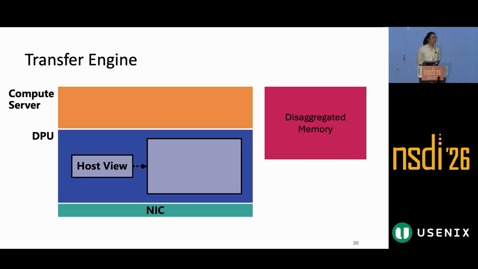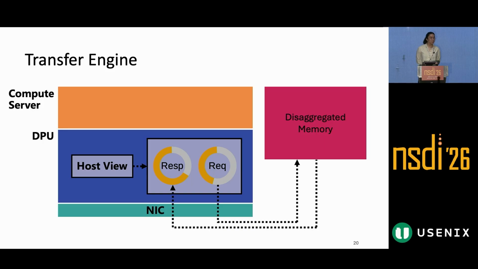So once the host view determines items to be prefetched, it writes those directly into a DPU local request buffer, which then a separate thread will use and copy these requests over to disaggregated memory over RDMA. The disaggregated memory will then respond and write any prefetched items into a response buffer, also on the DPU. And then we will use DMA to transfer these responses into the actual compute server's local memory.